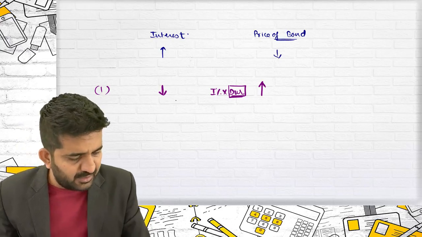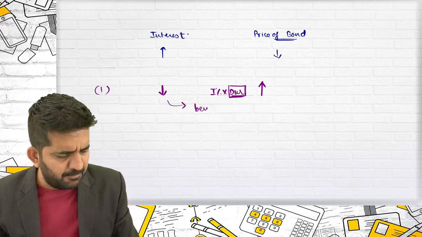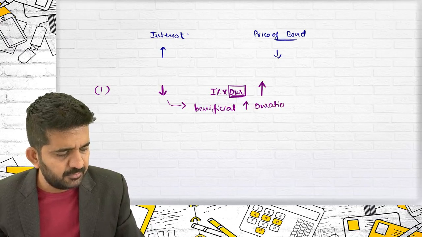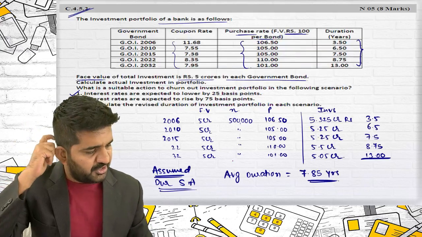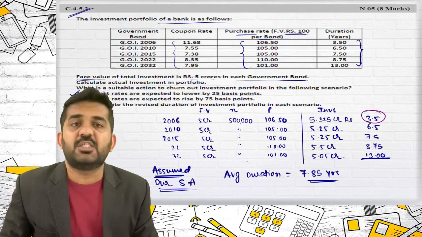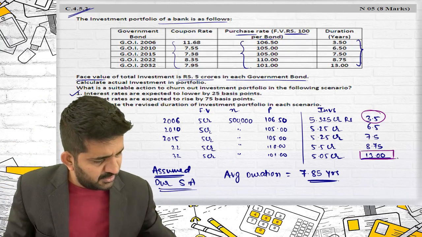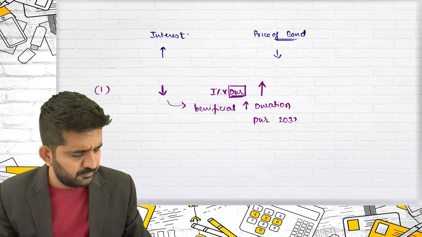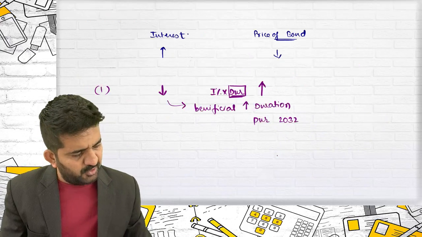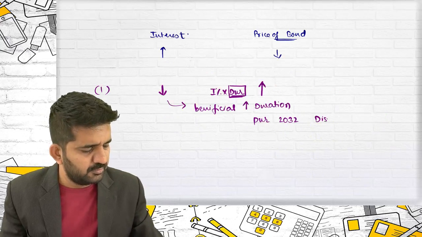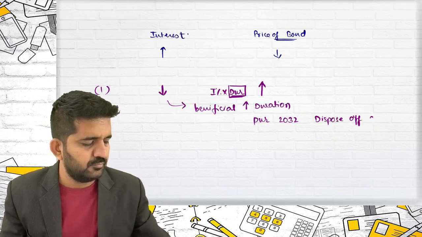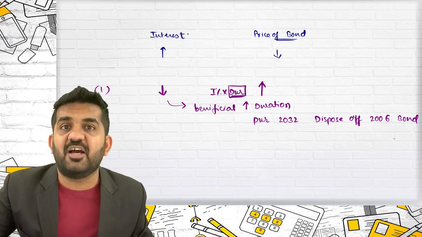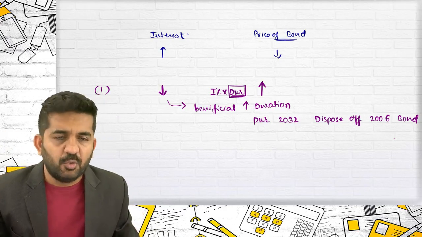So if interest rates get lower, it is beneficial to increase duration. How to increase the average duration? I'll tell you. Dispose of this bond and purchase this bond. Purchase the 2032 bond and dispose of the 2006 bond. Purchase more bonds which have higher duration and remove the bonds which have lower duration.